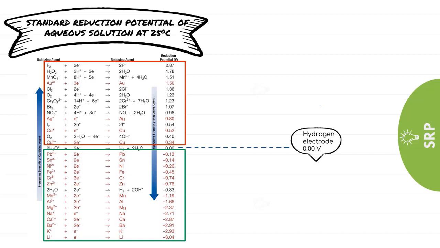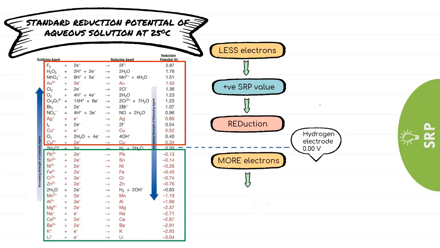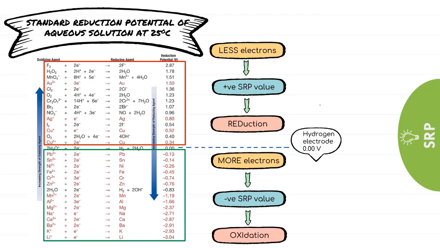Why are these values listed this way? This is a reduction table. Recall that reduction means accepting electrons. Logically, if they initially have fewer electrons, they are most likely to have a more positive value. Hence, reduction is favored. When more electrons are present, elements will have a more negative value, hence oxidation is favored.